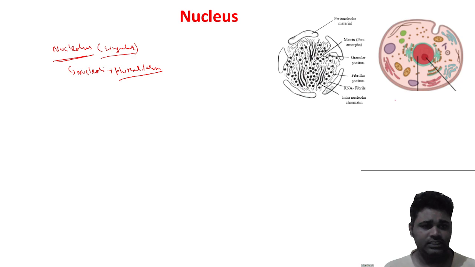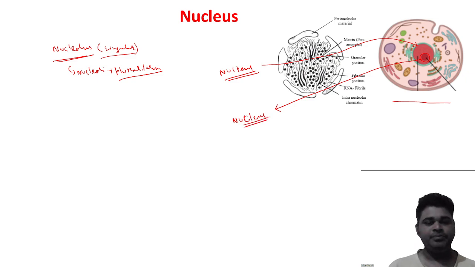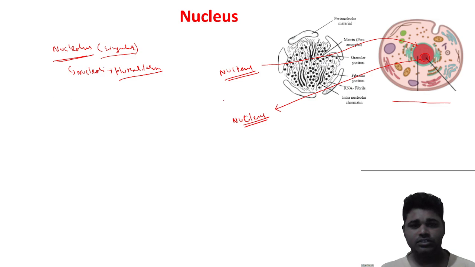So this is the structure of the cell. Let's suppose this whole thing is called the nucleus. Inside the nucleus, at the middle portion, there is a structure like this, and this structure is called the nucleolus.